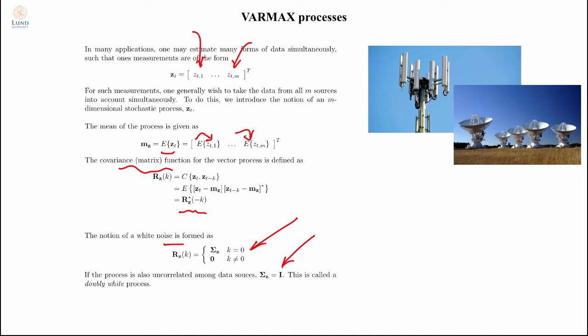So for instance, in the example of the telecom, you typically have the thermal noise, the background noise, as being assumed to be doubly white, meaning that for each of the different sensors you assume that you have a white noise that is not related to the measurement you have at the other sensors.